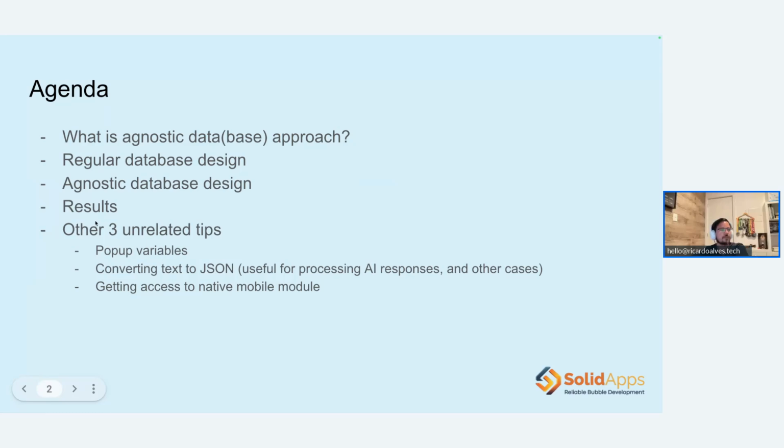And if we have time, I also want to give you 3 unrelated tips: the pop-up variables, how to convert text to JSON, which is useful for processing AI responses in other cases, and also a tip on how to get access to a native mobile model, partnering with our agency.